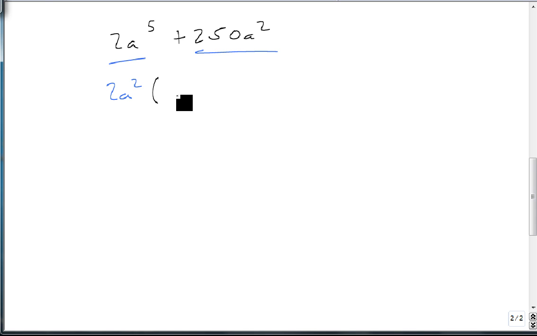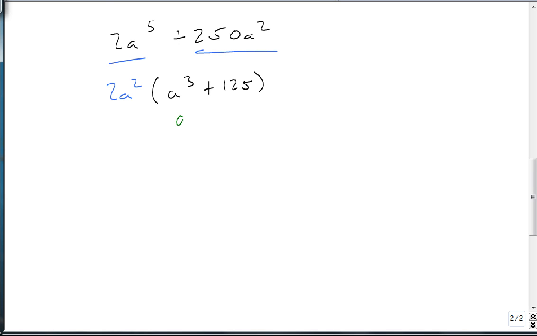I want to look at one last example. Suppose I have 2a⁵ + 250a². Notice that 2 and 250 aren't perfect cubes. Neither are a⁵ or a². But I have a factor in common. I can pull out a 2a². When I do that, that leaves behind a³ + 125.